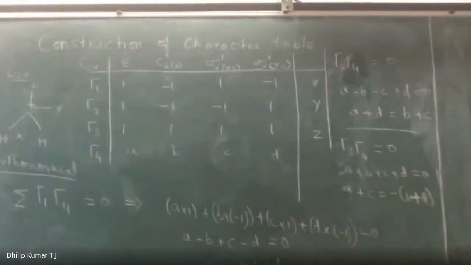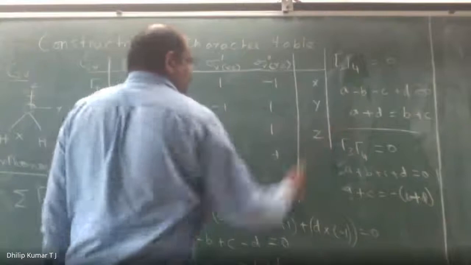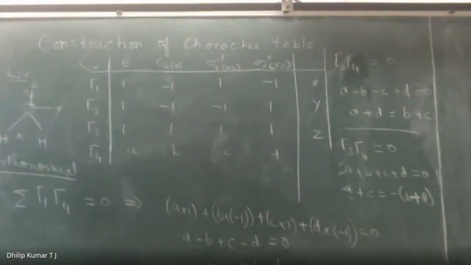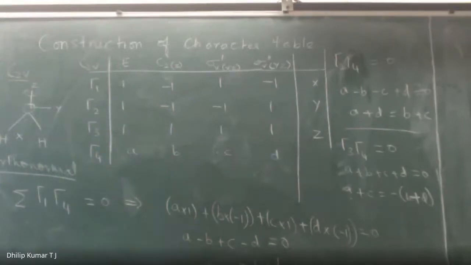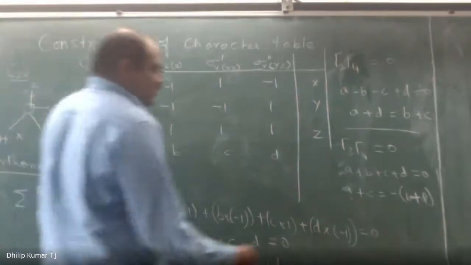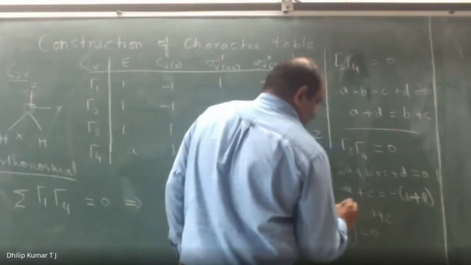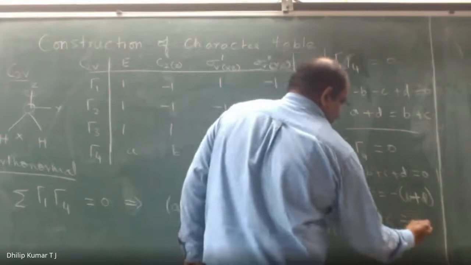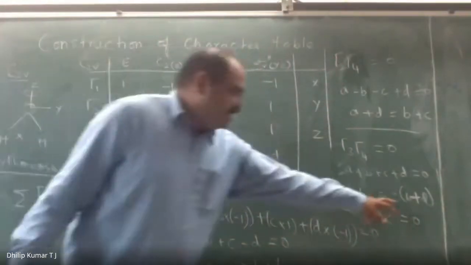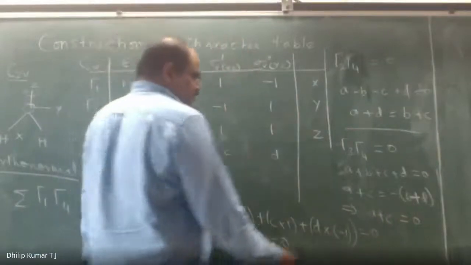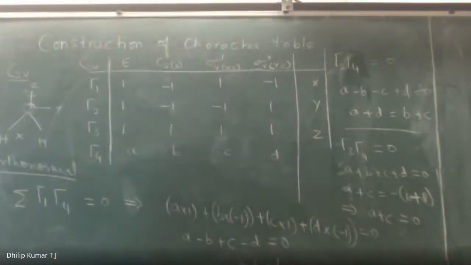Okay, so this is one relation, but we are not using that. If you multiply gamma 3 and gamma 4, you will end up with A plus C equal to minus of B plus D, whereas here A plus C equal to plus of B plus D. So it is not matching. So what it means is A plus C has to be 0, because you are getting two different relations. Here it is plus of B plus D, whereas here it is minus of B plus D. So the left hand side should be equal to 0. A plus C equal to 0.